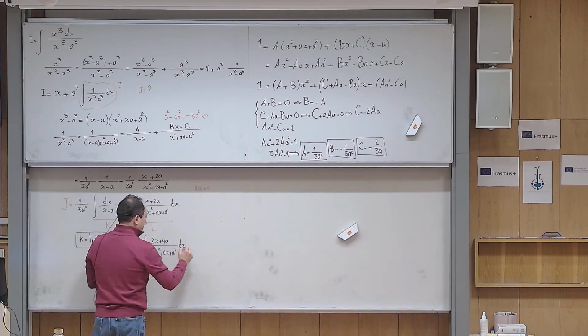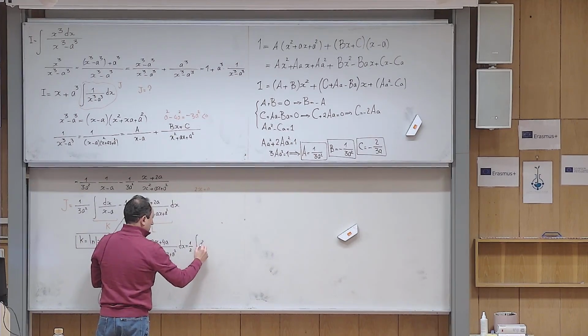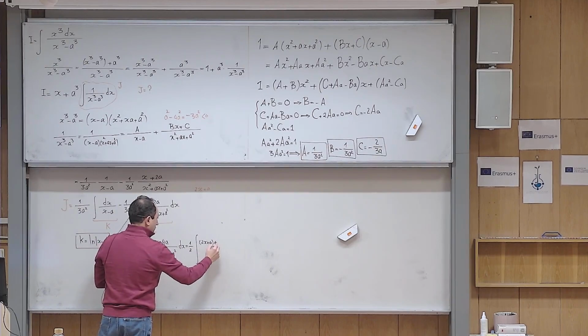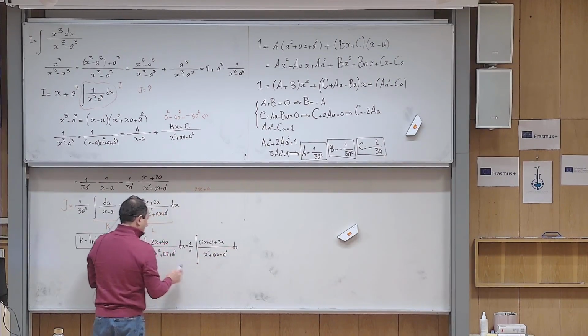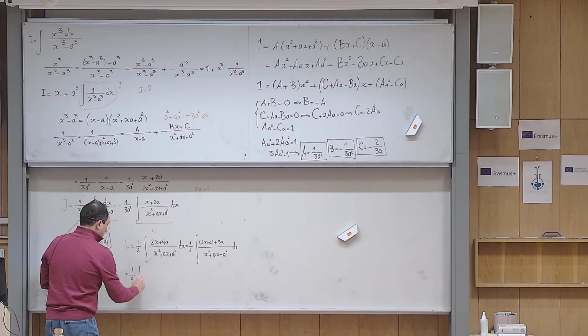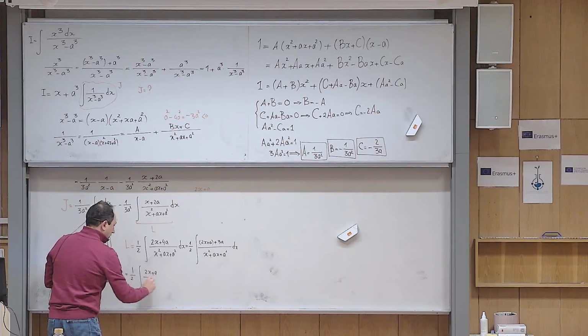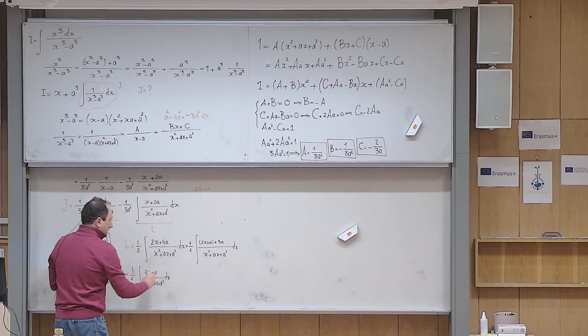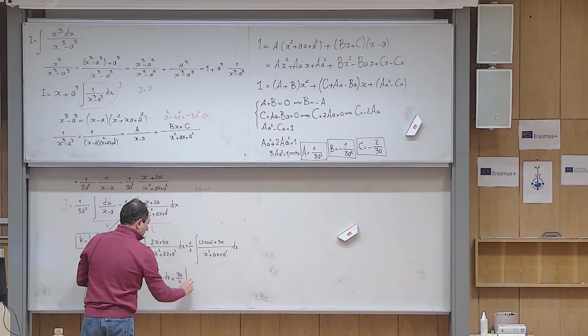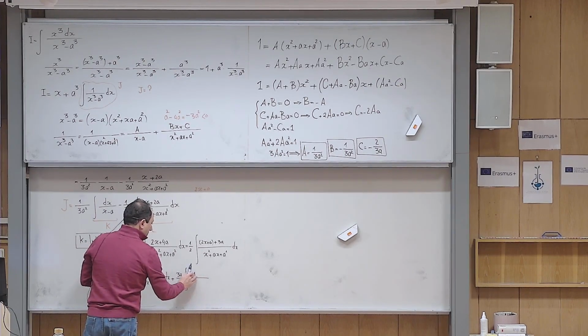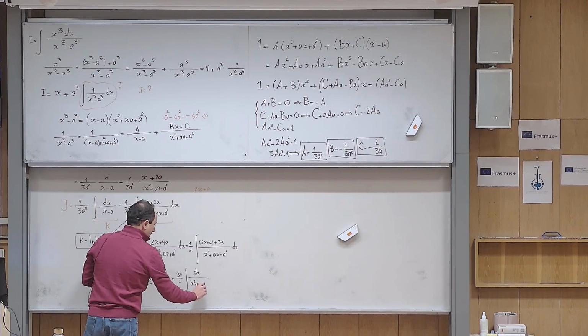Okay? So let me write every detail. So this becomes 2x plus a, and then plus 3a, and then divided by x squared plus ax plus a squared dx. And then I separate this integral to two integrals, integral of 2x plus a over x squared plus ax plus a squared dx. And then I have 3a, which is a constant. I pull it out, 3a over 2. Then integral of 1 over, so let me write just simply dx over x squared plus ax plus a squared.